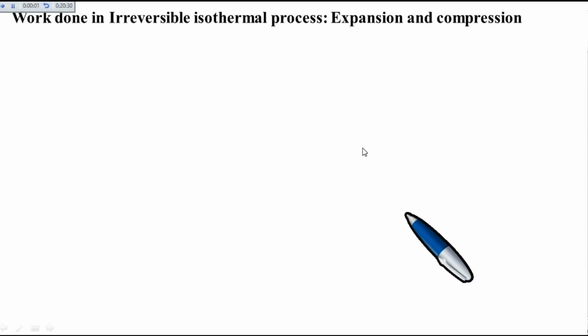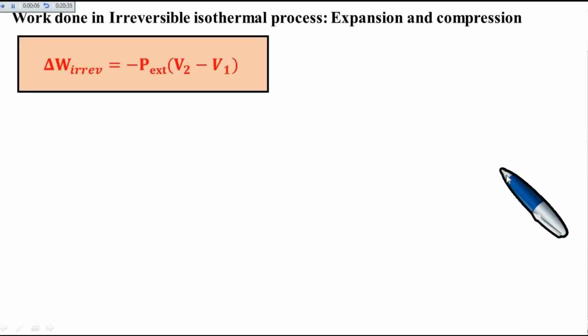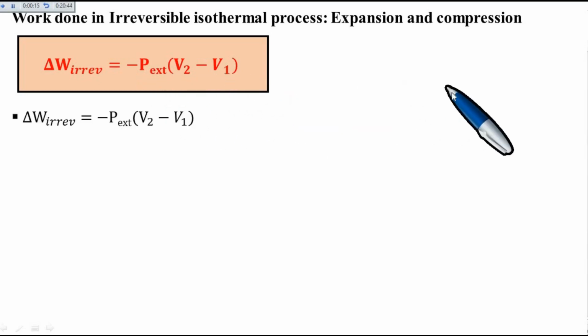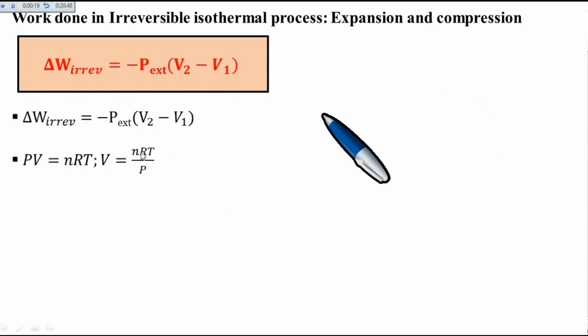So now how do you calculate the work done in an irreversible isothermal process? In an irreversible isothermal process, we use the external pressure rather than the pressure of the gas. So it is the external pressure times V2 minus V1. And in this case, we replace the values of V2 and V1. PV is equal to nRT, so V is equal to nRT over P. Then we can replace V2 as nRT2 over P2, and V1 as nRT1 over P1.